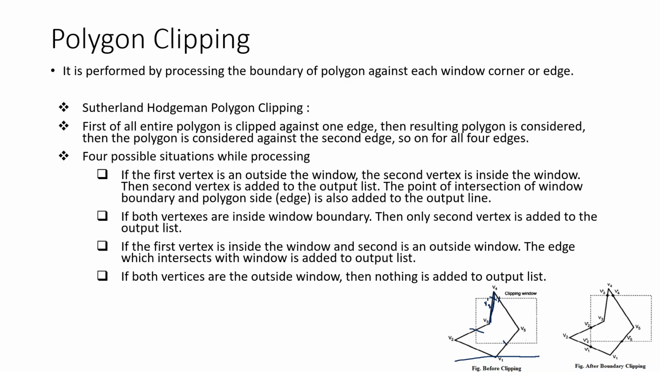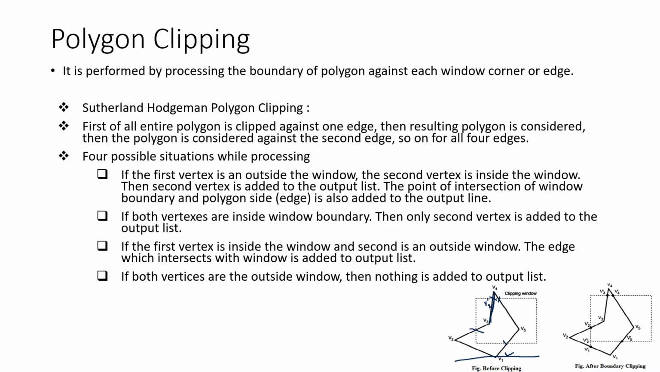So what does this line mean? This line basically means that first of all you have to identify where you are going to start. So let's say we are starting from V1 and then we are going to V2, then V3, V4, V5 in this order. So whenever we are going in this order, we have to find out whether the first vertex is outside the window. Yes, it is outside the window, that is V1. Is the second vertex inside the window? No, it is not inside the window.